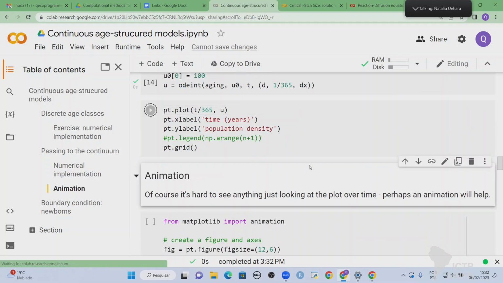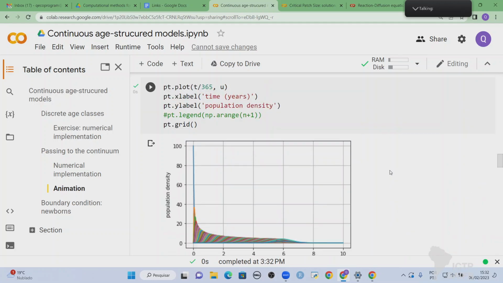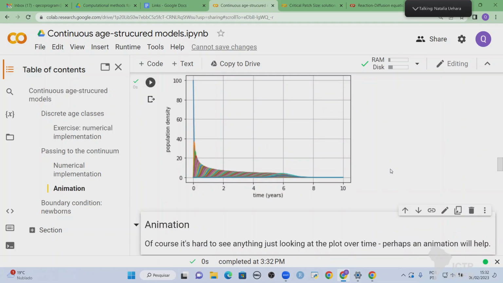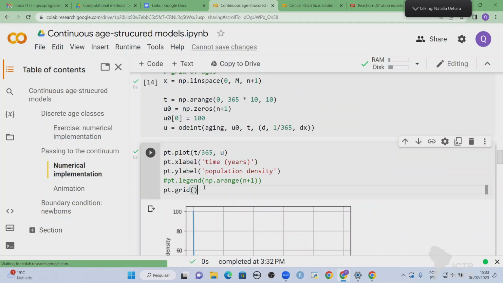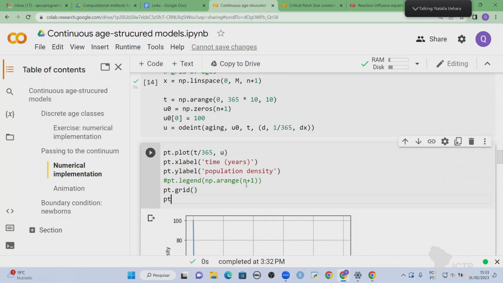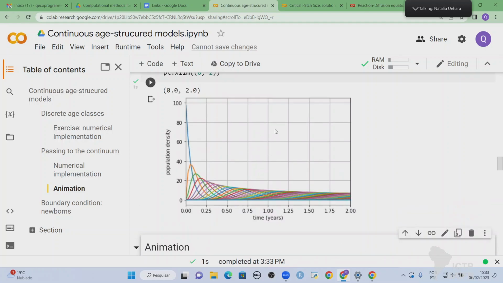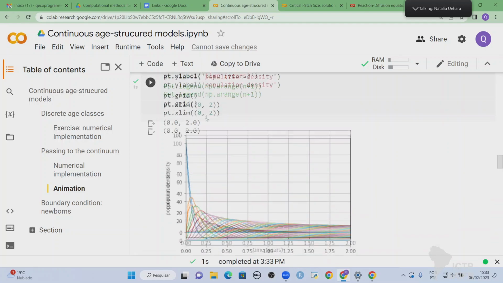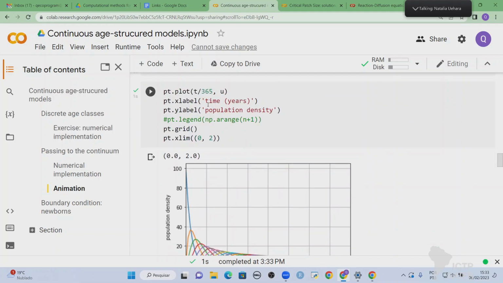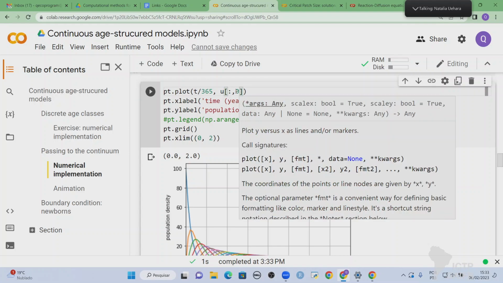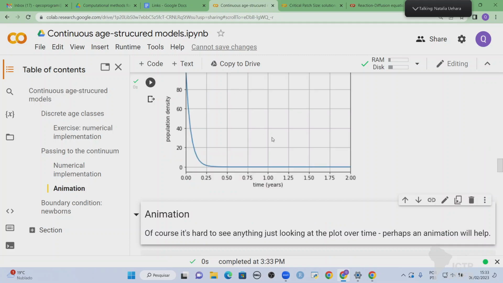Now if I plot this, well, this is weird. Maybe let's look at only a small region of this, from 0 to 2 years only. The problem is that there are too many lines. Let me do something better here. Let me plot just the first column. The first column is individuals of age 0.